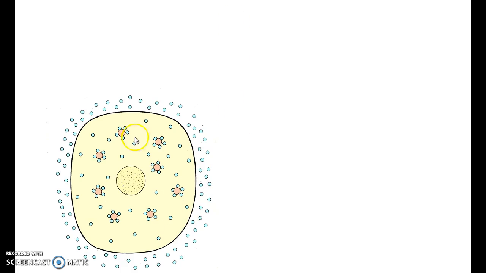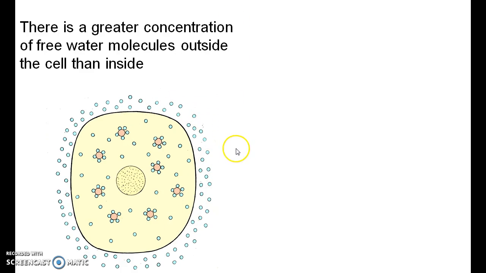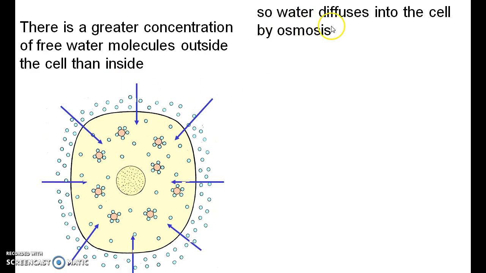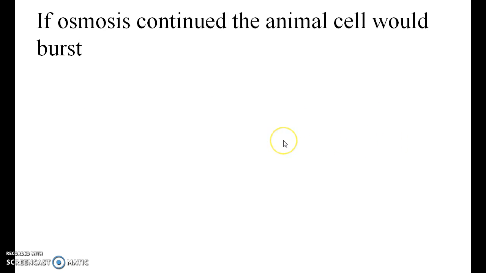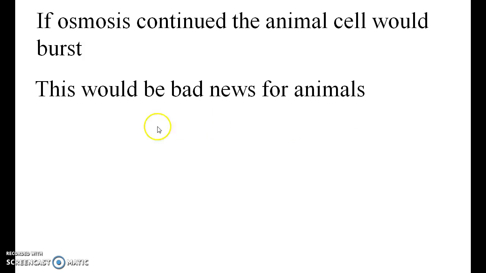Osmosis in animal cells. This is the animal cell and this is the process of osmosis. There is a greater concentration of free water molecules outside the cell than inside. So water diffuses into the cell by osmosis and the cell swells up. If osmosis continued, the animal cell would burst. This would be bad news for animals.